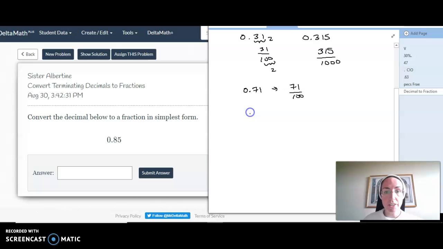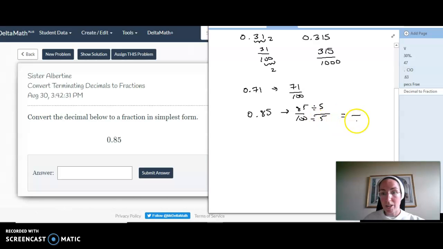But sometimes you do have to reduce the number, like 0.85, that's 85 over 100. But both of these numbers are divisible by 5, so we need to divide both of them by 5. So divided by 5 on the top, divide by 5 on the bottom. 100 divided by 5 is 20. 85 divided by 5, well, you can think about it. 85 is 15 less than 100. So 5 goes into 15 3 times. So the answer is going to be 3 less than 20. So 17 over 20. And because 17 is a prime number, we're done.